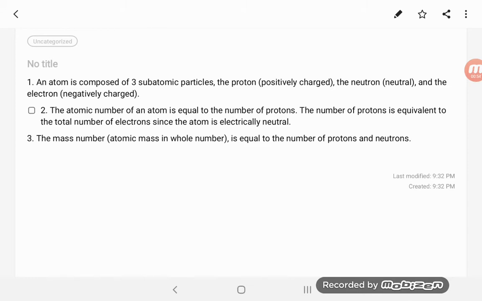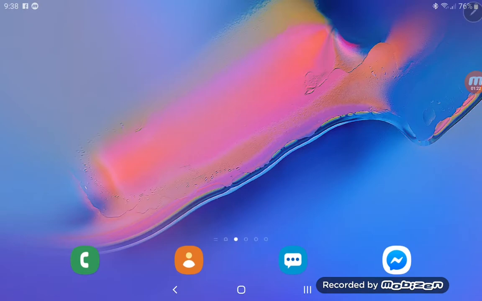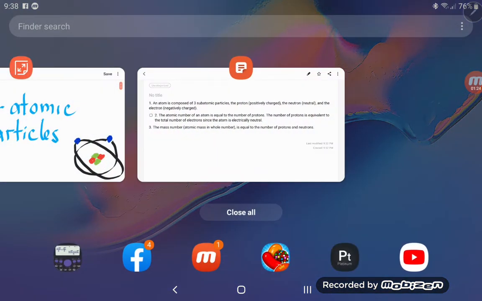Number 2, the atomic number of an atom is equal to the number of protons. The number of protons is equivalent to the total number of electrons since the atom is electrically neutral. And number 3, the mass number. The atomic mass in whole number is equal to the number of protons and neutrons. Those things are very important. That's why there is a need for you to keep that in mind.